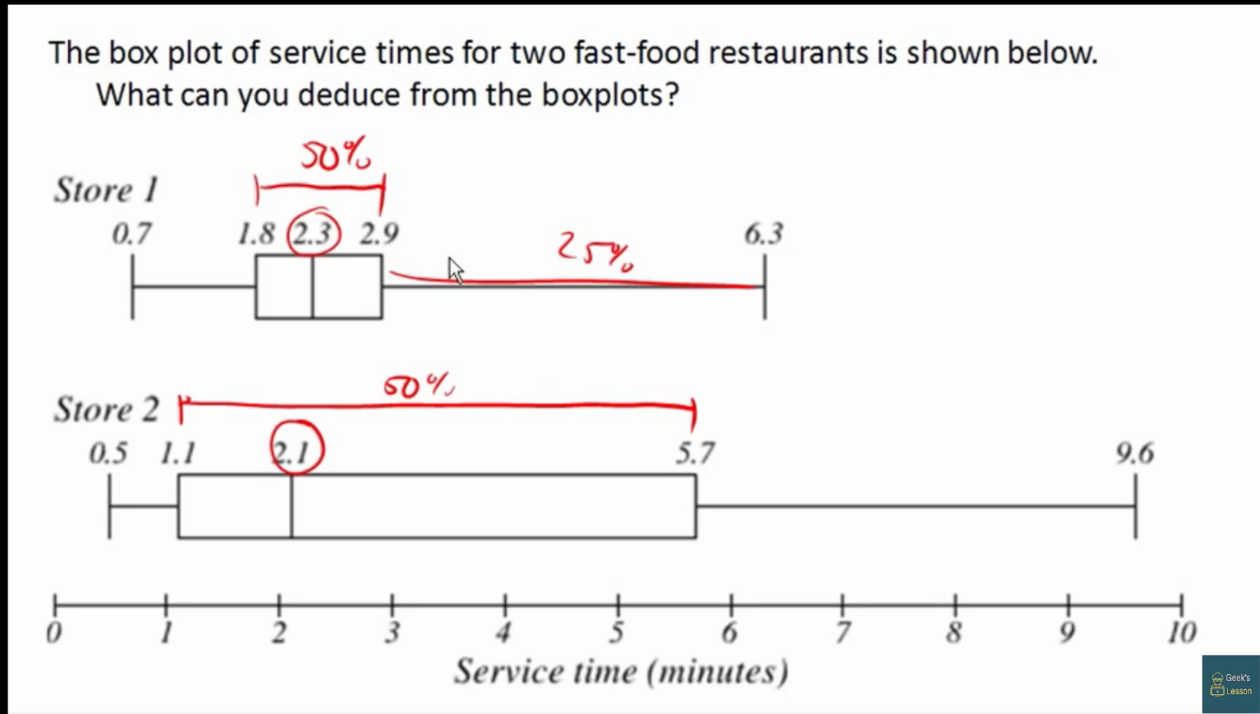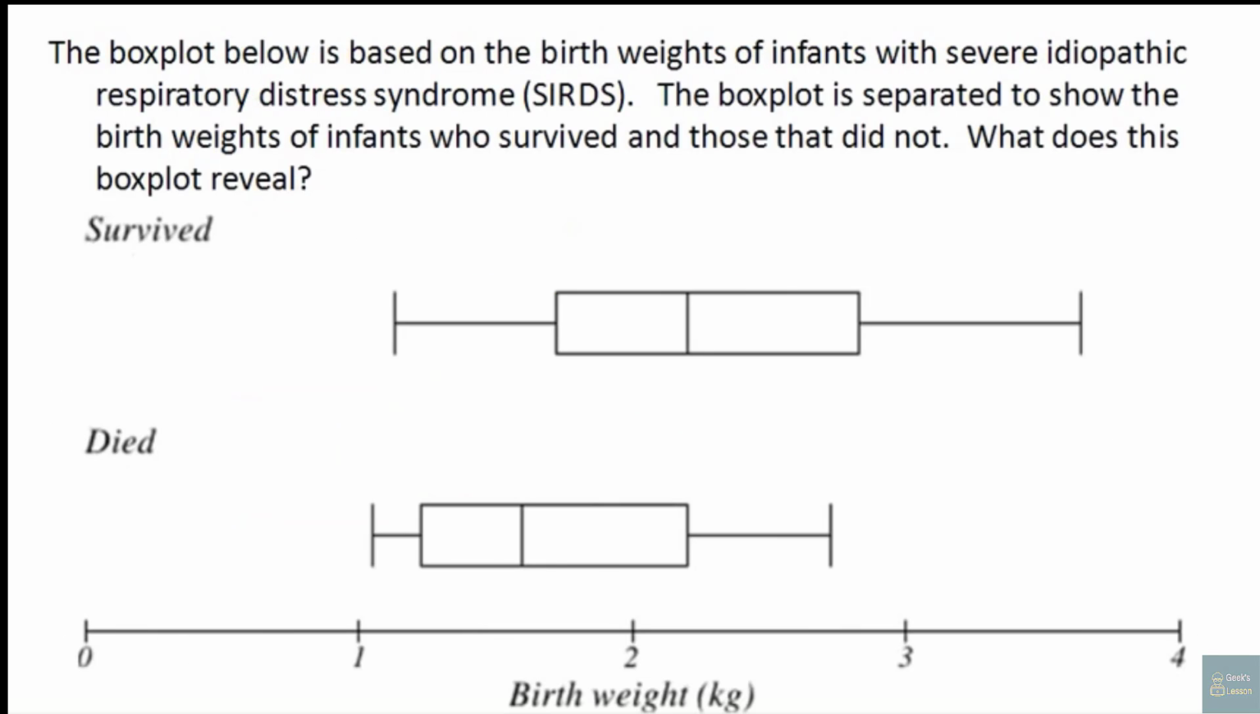So let's look at another case. The box plot here shows the birth weight of infants with severe idiopathic respiratory distress syndrome, or SIRDS. The box plot is separated to show the birth weight of infants who survived versus those that did not. And so what can we deduce from these box plots? So we can tell that the birth weights of infants that died appears overall to be smaller than the birth weight of the infants that survived.